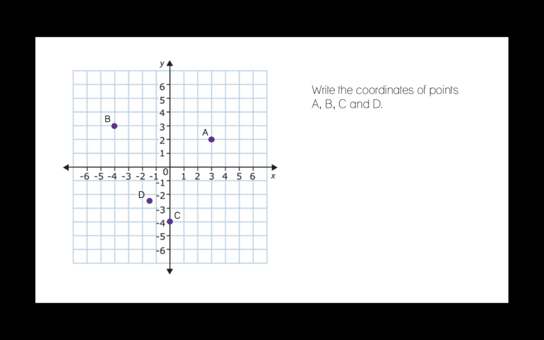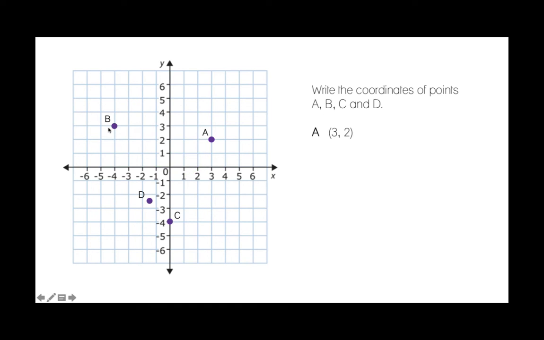Okay, let's do an example. So let's write the coordinates of the points A, B, C, and D. Now remember, when we write coordinates, we write them as our x first and then our y. So with A, we can see we've moved 3 spots to the right on our x-axis, and we're up 2. Okay, so our x would be 3 and our y would be 2. So 3, 2. Now when you're writing coordinates, essentially you're doing it in alphabetical order because x comes before y.